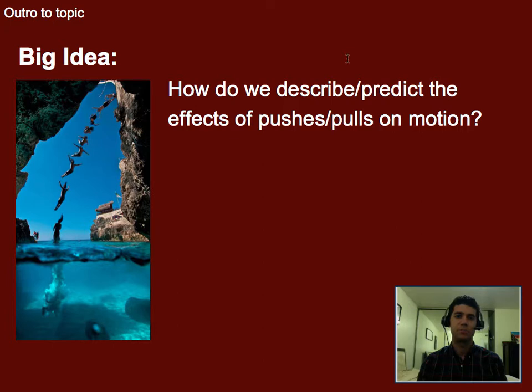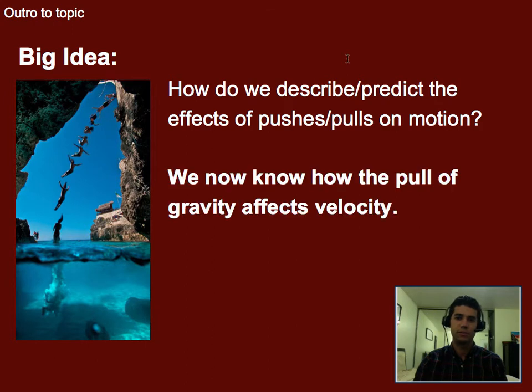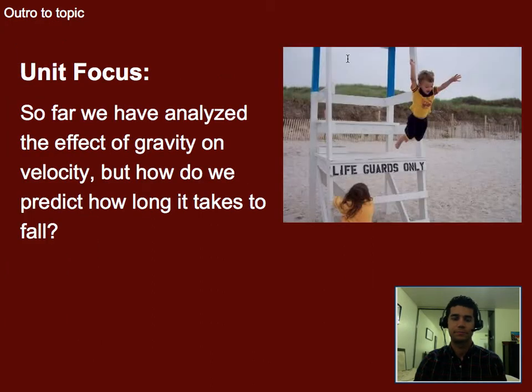So we started with this big idea of how do we predict and describe the effects of pushes and pulls on motion. And we now know that gravity pulls on an object and it changes its velocity, and we know how it affects its velocity. Specifically, it causes some acceleration. So far we have analyzed the effect of gravity on velocity, but how do we predict how long it takes to fall?